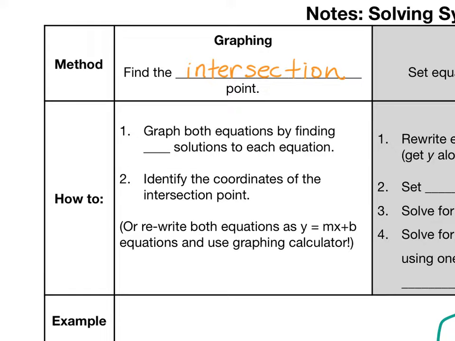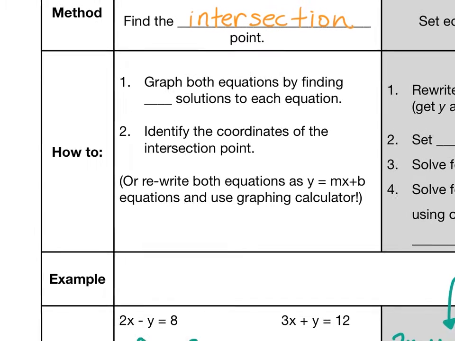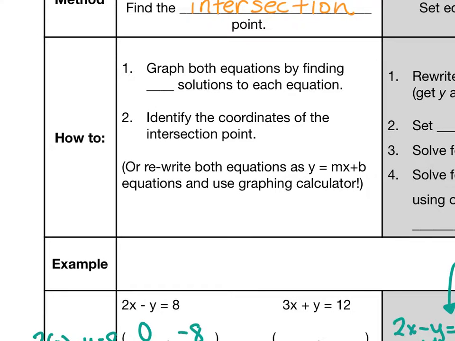And the way we've been doing this is we've started by graphing both equations by finding at least two solutions to each equation. In a lot of the problems we've done, we've found more than two solutions, but you really just need two. You need two solutions, and those are coordinate pairs, xy pairs, that make each equation true, and then that'll help you graph the two equations. Once you have a graph, you can identify the coordinates of the intersection point, and that will be the solution to the system.